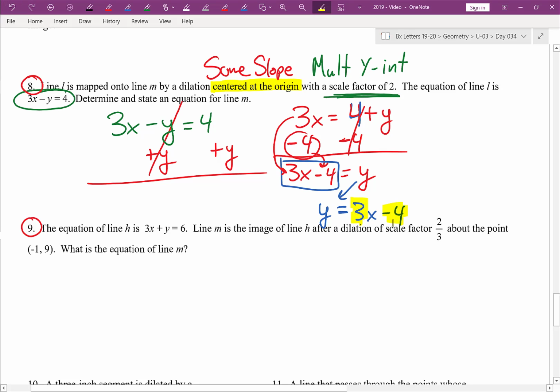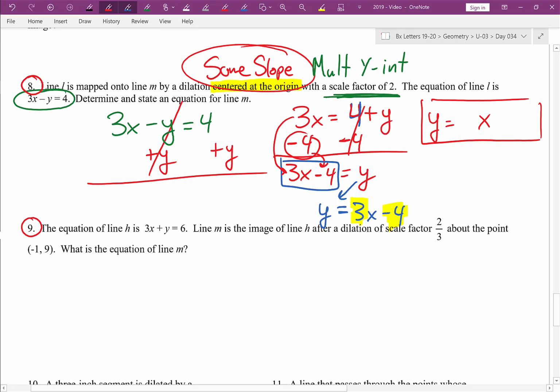And now I have a nice y equals, and I can see that my slope is 3 and my y-intercept is negative 4. If I follow my rule, my answer is going to have the same slope. This slope is literally just going to go there. And then this y-intercept is going to get multiplied by my scale factor, and it's going to turn into -8. That multiplied scale factor is my new y-intercept, and this would be the equation that is a dilation of 2 of our original.